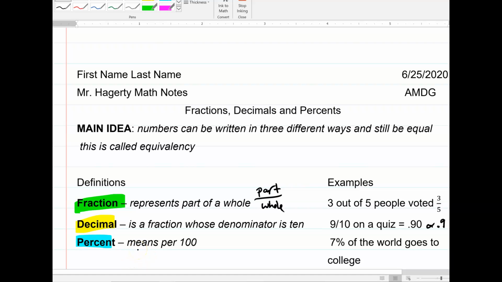And lastly, percent means per 100. So again, it's like another fraction, but instead of being out of 10, it's out of 100, right? So 7% of the world goes to college, right? That's like saying 7 out of 100 people would go to college. And then if I wrote that as percent, 7%, right? That line right there basically means per, right? 7 per 100. That's how you can read a percent.